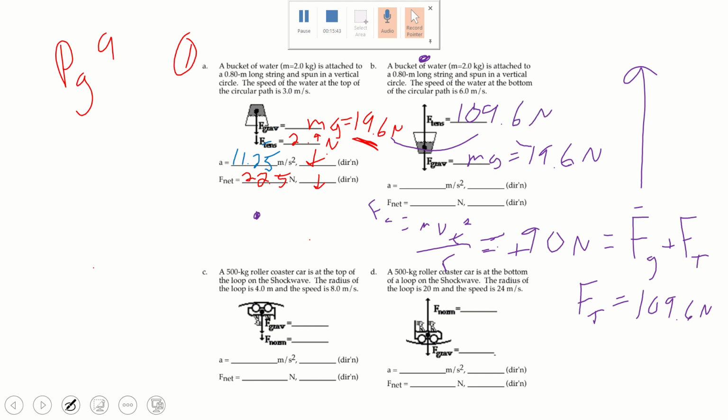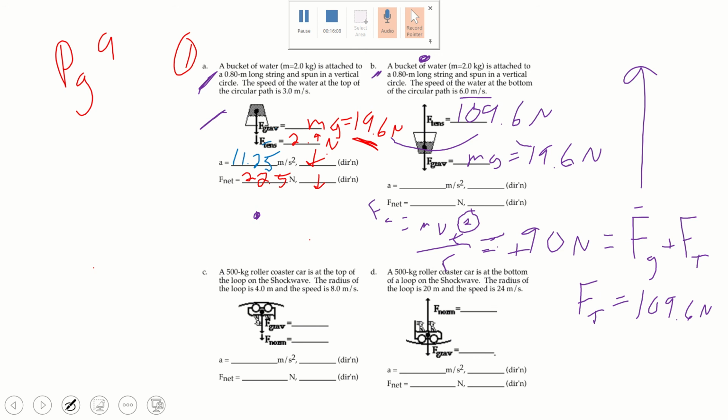Now, it's so much more in part B than it is in part A for two reasons. One, we're at the bottom of the circle, and so you're working against gravity rather than with it. And also because our speed is a lot higher, and because speed is getting squared in this equation, then obviously if we double the speed, that's going to be a 4 times greater amount of centripetal force needed.